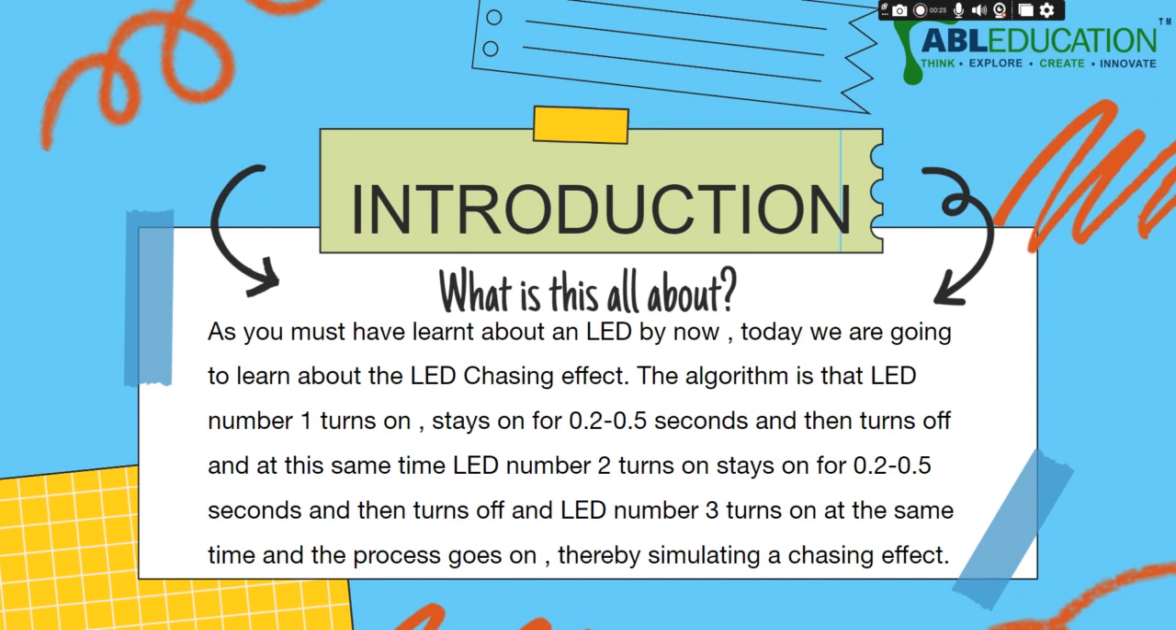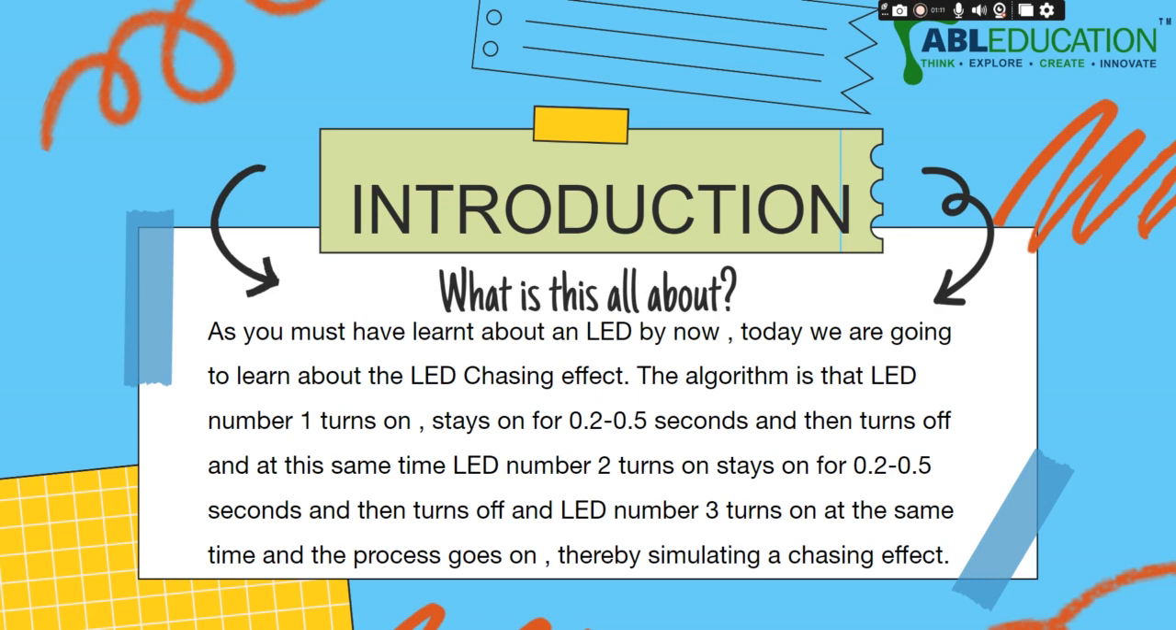For example, there are 5 LEDs in a row. LED 1 turns on for about 0.2 to 0.5 seconds, stays on for that time period, and then becomes off. Immediately as the first LED becomes off, the second LED glows. When the second LED turns off, the third LED turns on. When the third LED turns off, the fourth LED turns on. Similarly, when the fourth LED turns off, the fifth LED turns on at the same time. Then the cycle repeats by turning on the first LED again. The glow time is about 0.2 to 0.5 seconds, so that it looks like these LEDs are chasing each other, one after the other. It simulates a chasing effect.